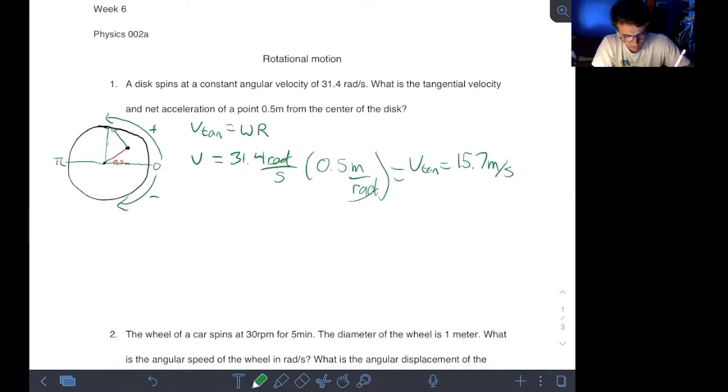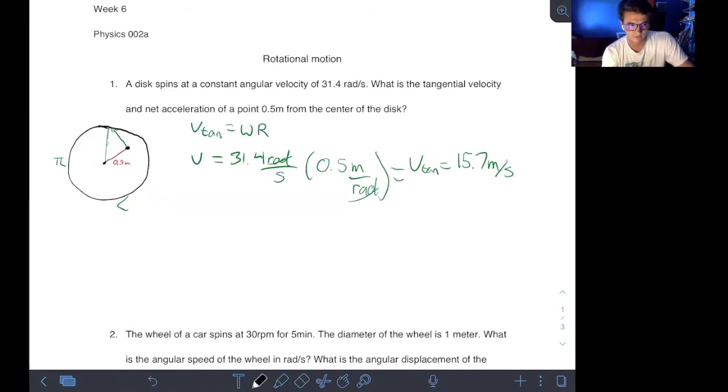So net acceleration, right? We want to find the net acceleration here. Let me erase this extra stuff, I want to write on it. Okay, so net acceleration of this point right here. What is the net acceleration?